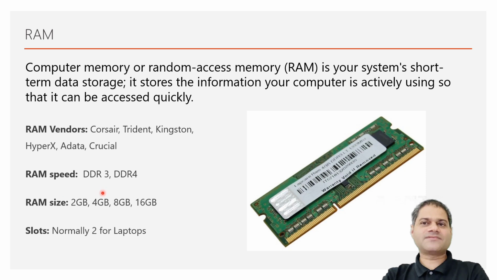Suppose you have a computer with an i7 processor and very little RAM, like 2 GB. You will not get performance unless you increase the RAM. So the right amount of RAM is very crucial for the overall performance of a computer.